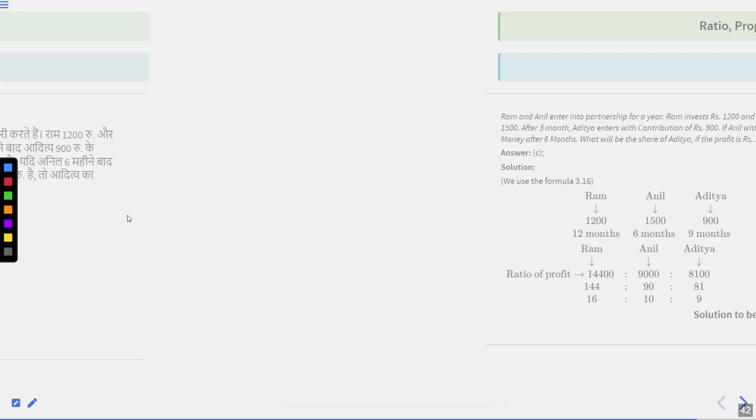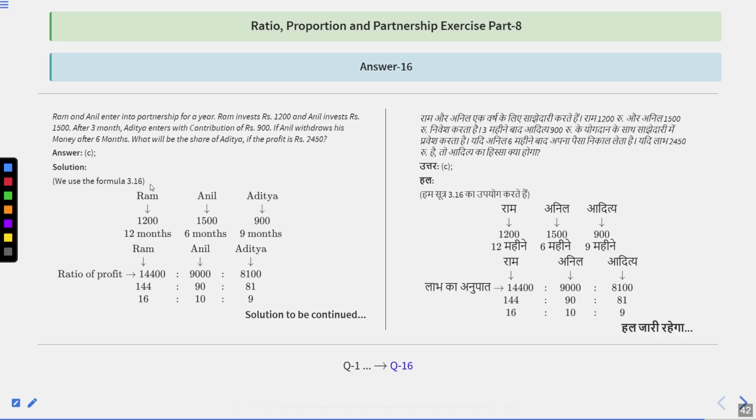Now time's up. Let's see the solution. We are using formula 3.1. Ram, Anil and Aditya: there are 3 persons. They are investing 1200, 1500 and 900. The times given are 12 months, 6 months and 9 months. So what will be the ratio of profit? We multiply the investment by time. When we do that, we get 14,400 : 9,000 : 8,100. When we solve it, we get the ratio 16 : 10 : 9.